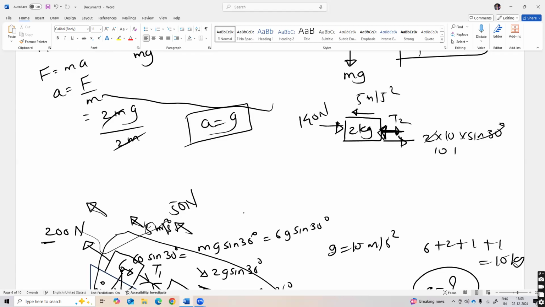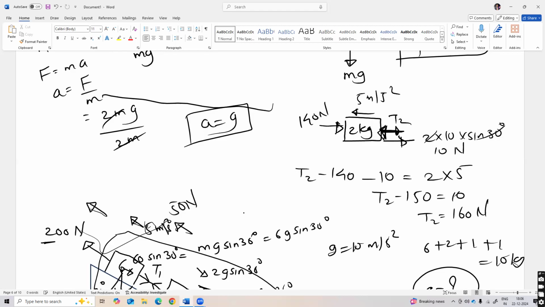Okay, so if you find out net force in the direction of motion, it will be T2 minus T1, which is 140, minus 10, and it is equal to m a, which is 2 into acceleration 5. So what you got, T2 minus 150 is equal to 10, and therefore T2 is basically equal to 160 Newton.